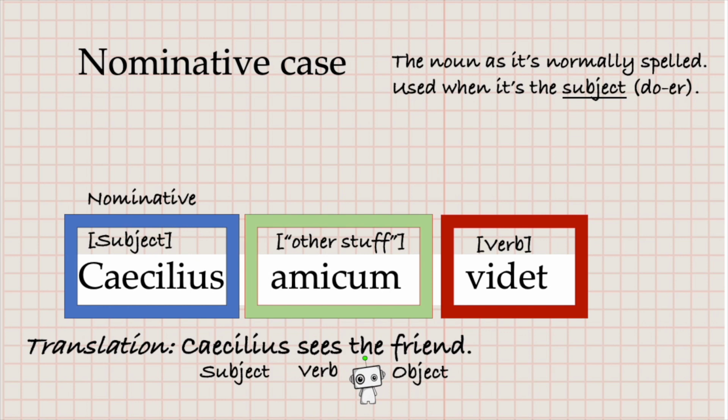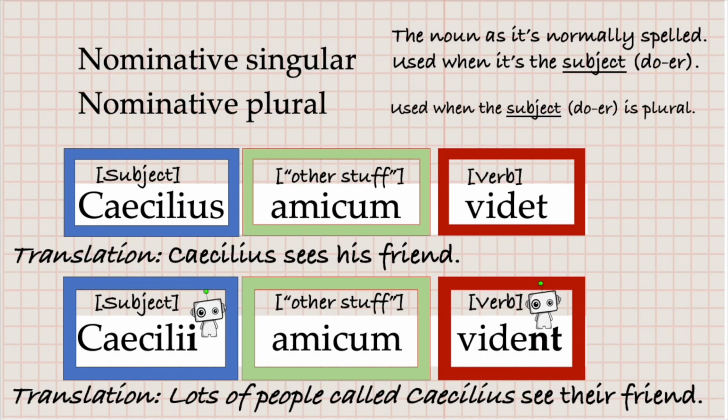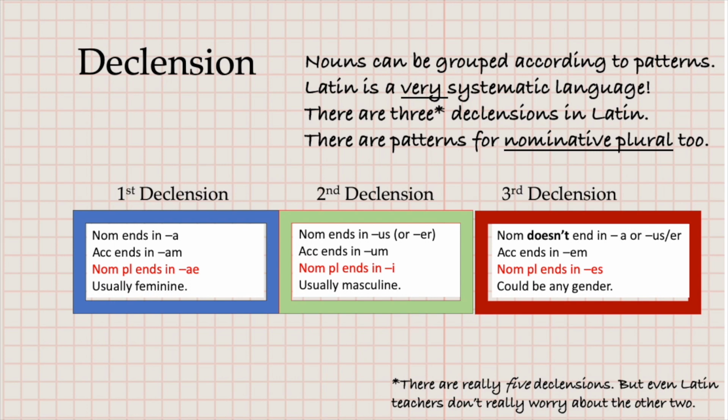First up, a reminder, the nominative case. This is the noun as it's normally spelt, used when it's the subject, the doer of a sentence. So, Caecilius sees the friend. Caecilius amicum videt. Caecilius is nominative and singular, and it's the subject of our sentence. Well, now we're adding the nominative plural. So, Caecilius amicum videt is Caecilius sees his friend. If we make that all plural, Caecilii amicum vident is lots of people called Caecilius see their friend. So the nominative plural is used when the subject is plural too.